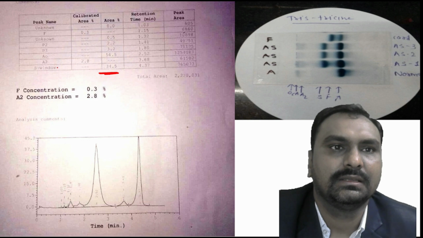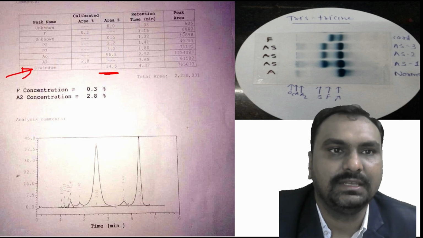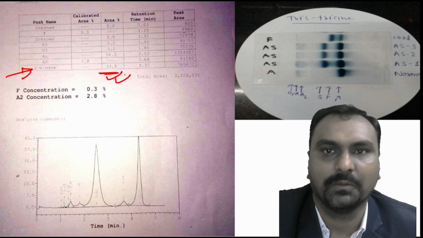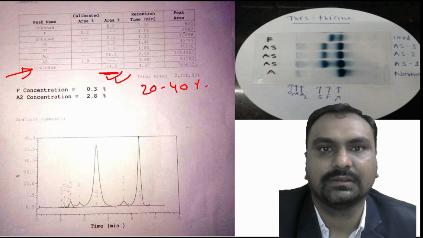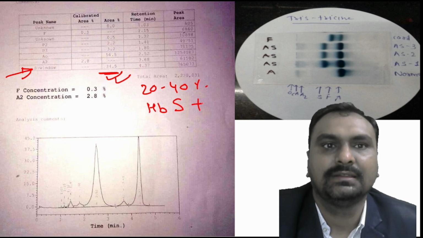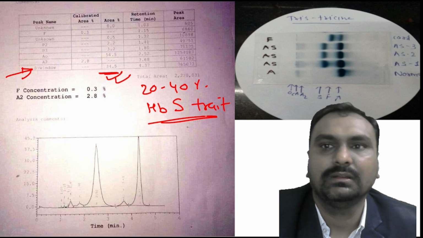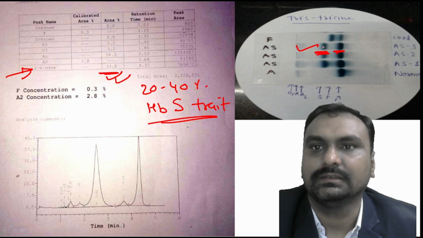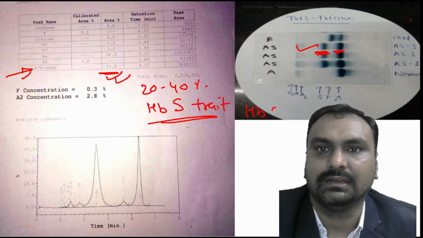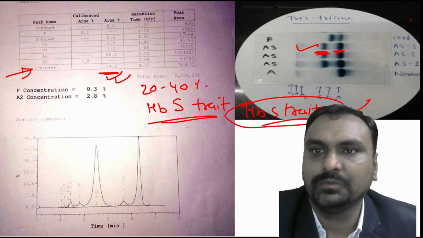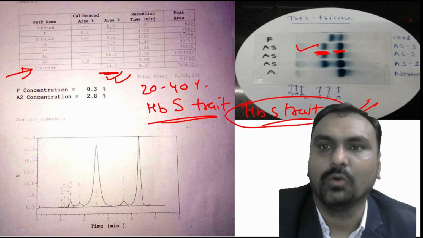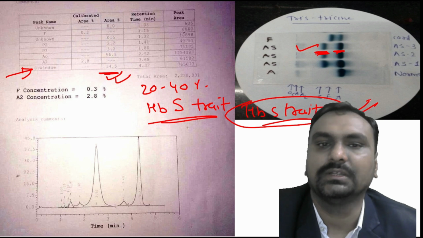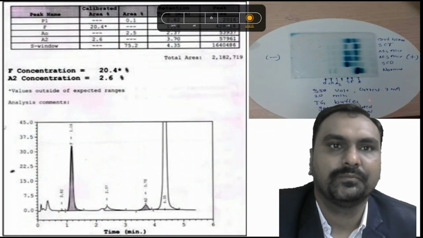So here you can see the S window is seen, okay, and the percentage is 34.5. So it is between 20 to 40%. So it is an HbS trait or sickle cell trait. In electrophoresis, you can see bands at the A region and S region. That is suggestive of HbS trait. Okay, this patient does not have such symptoms, but when they go to a high altitude with low oxygen, there can be precipitation of a sickle cell crisis.